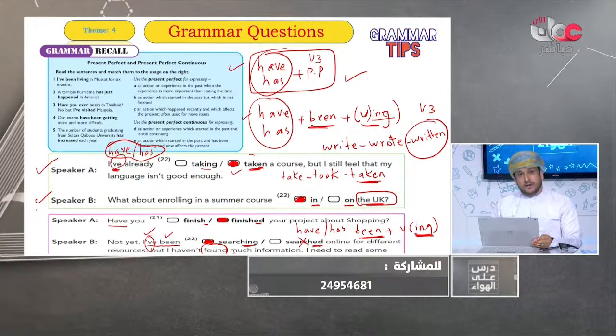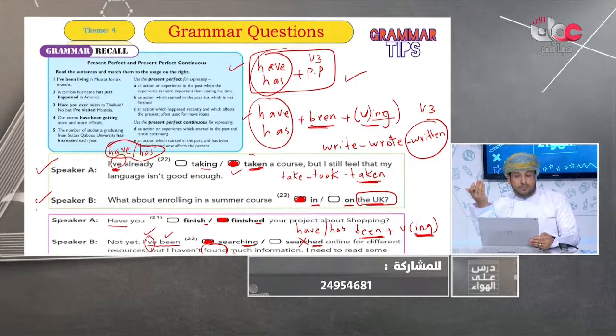So this is present perfect. Okay, I hope that you make a distinction between the present perfect and present perfect continuous. This is really important. You have to distinguish between the two grammatical rules. The first one is present perfect, which uses have or has, followed by a verb in the past participle.